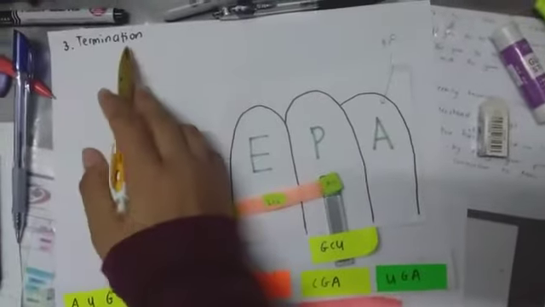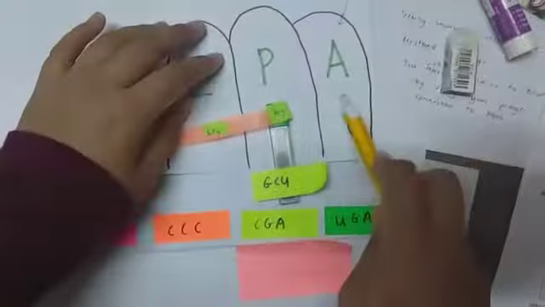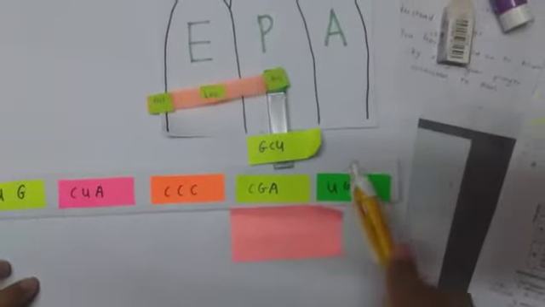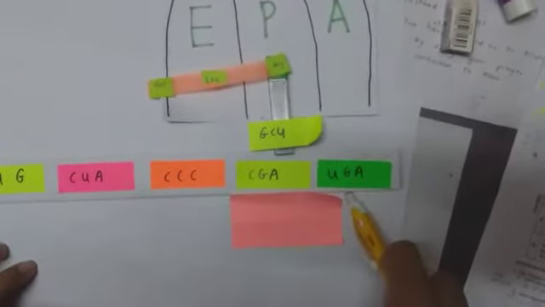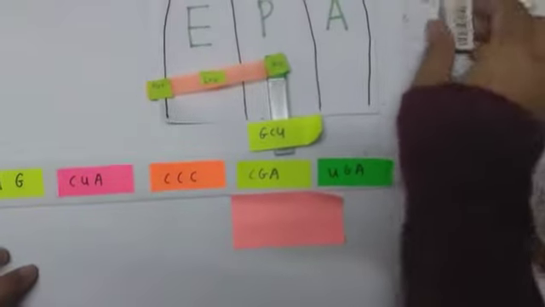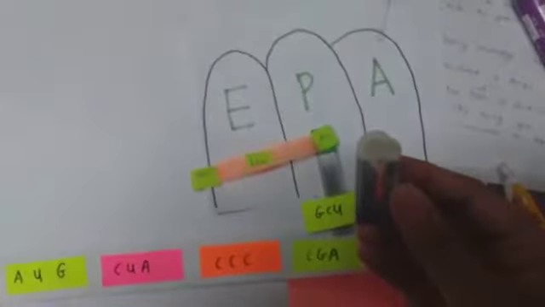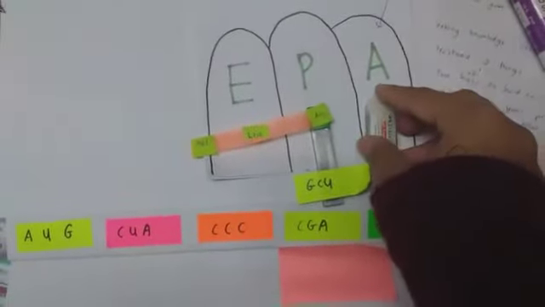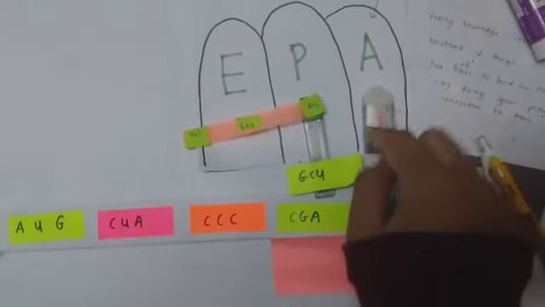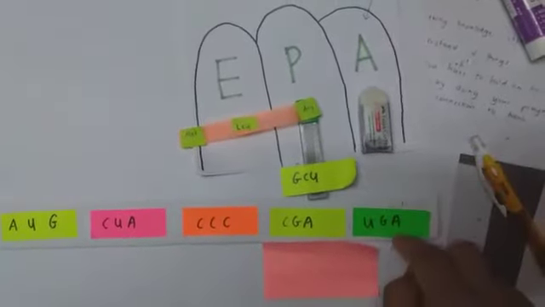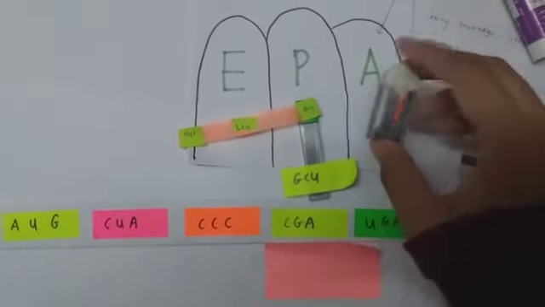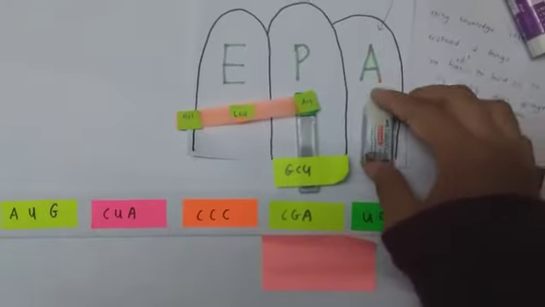We go to the final stage of translation, which is termination. Here we go back to this diagram. When the A site of the ribosome reaches a stop codon, which could be UGA, UAA, or UAG, but here it is UGA, a stop codon, a protein called release factor will bind to the A site, to the stop codon. Usually it is the tRNA, right? But this time, since it is the stop codon UGA, the release factor will bind to the A site.